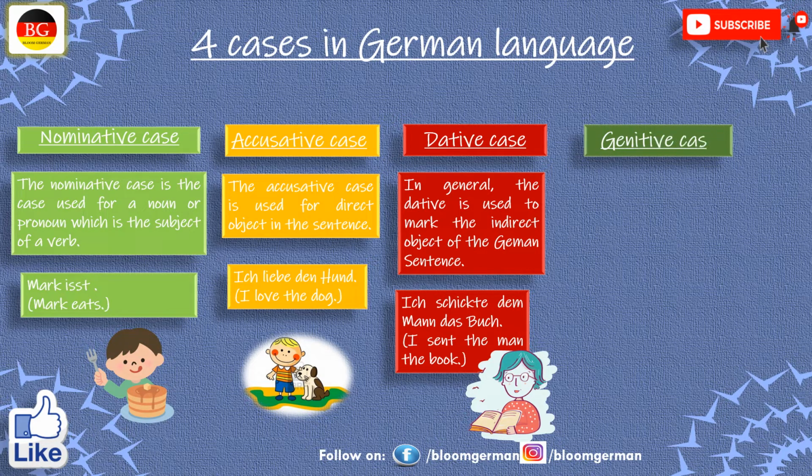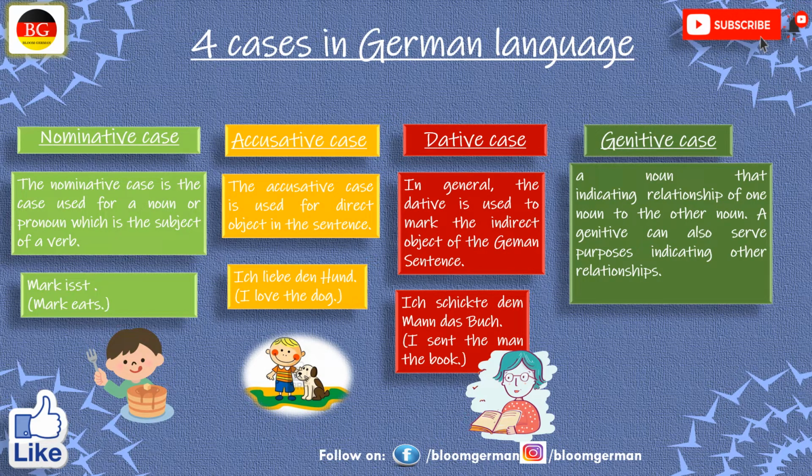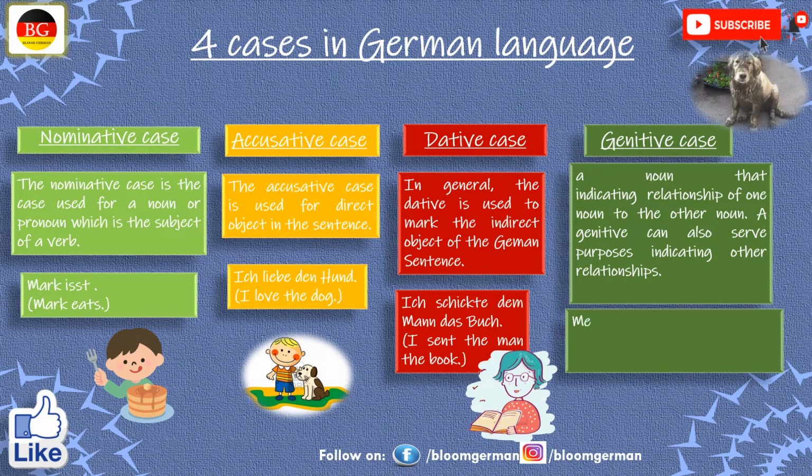Move on to genitive case. Let's see the definition of genitive case. A noun that indicates the relationship of one noun to another noun. A genitive can also serve the purpose of indicating other relations. In short, genitive case means belongingness, possession. Okay. For example, this is a dog which is very dirty. Now let's see the example. Mein weißer Hund hat schmutzige Pfoten. My white dog has dirty paws.